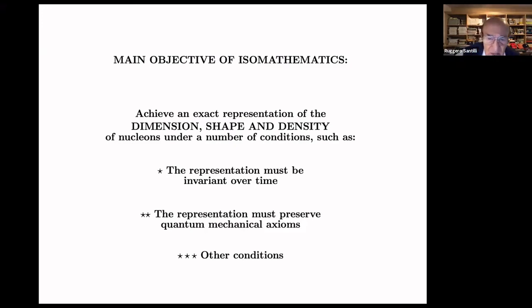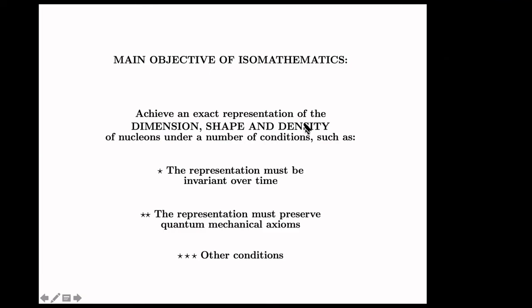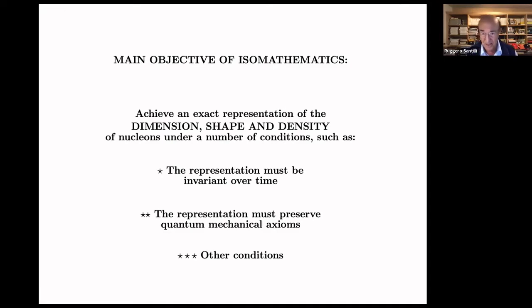But then there are additional conditions. Yes, I had to make one small comment. There is a personal condition that I have imposed throughout my work. I have written many times in my studies that quantum mechanics has a majestic axiomatic structure, for reasons that you will see very soon. So I wanted to achieve this representation of dimension, shape, and density while maintaining the abstract axioms of quantum mechanics. I try to avoid any new basic axioms, but instead try to locate a new realization of the existing axioms.